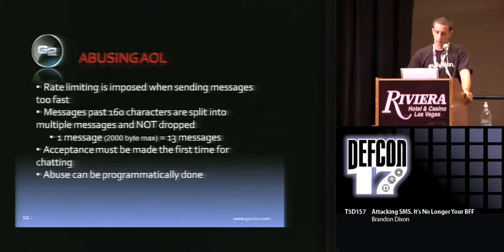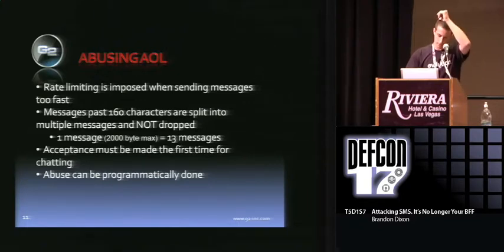One of the interesting things I've noticed compared to short mail was that messages past 160 characters are split into multiple messages and not dropped. One message has a 2,000 byte max, and that's equivalent to 13 messages. So going back to the rate limiting, I can send one message and have it effectively turn into 13 messages on somebody's phone, which is great because then I can send five messages, I still haven't hit the throttle yet, and they've got a whole lot more messages.